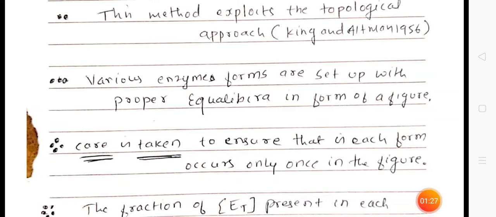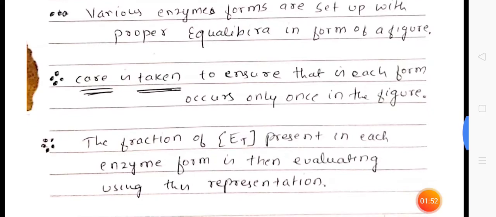One more point: the various enzyme forms. The enzyme can form different forms, and you set them up with the proper equilibria in the form of a figure. You draw that figure with the various forms of the enzyme set up in the proper equilibria. I will show that figure also for a single substrate enzyme reaction, how we derive the Michaelis-Menten equation. Using that, we can redraw or rewrite it in another way. I will show that picture also.